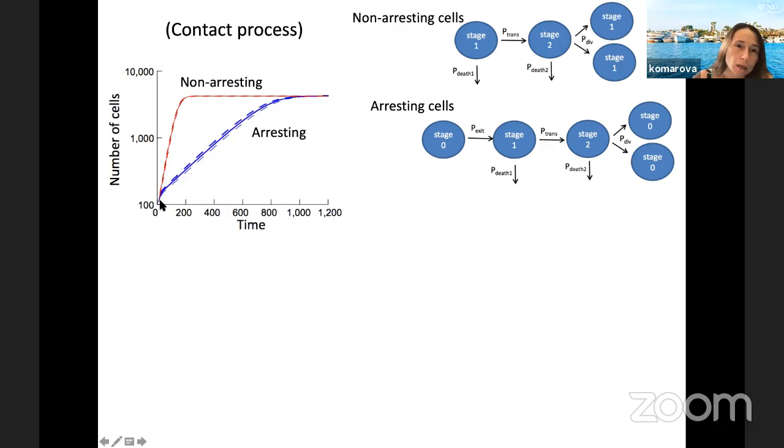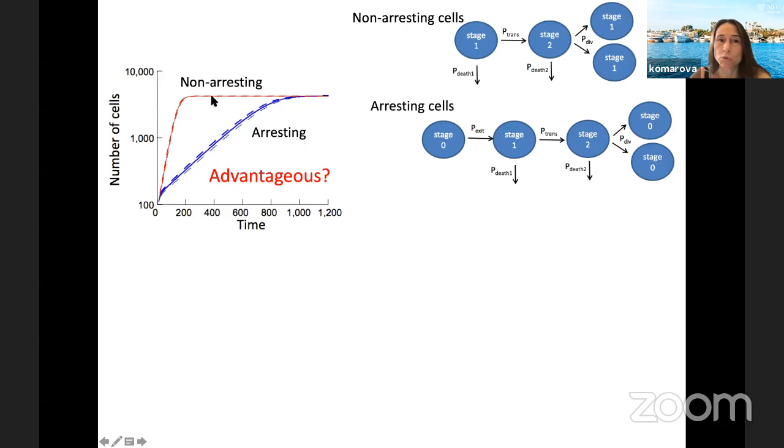And the non-arresting cells, the mutants that don't stop, grow faster, okay? And then they fill the population. In these two simulations, they were grown separately, right? These will grow faster. So perhaps the mutants are advantageous.